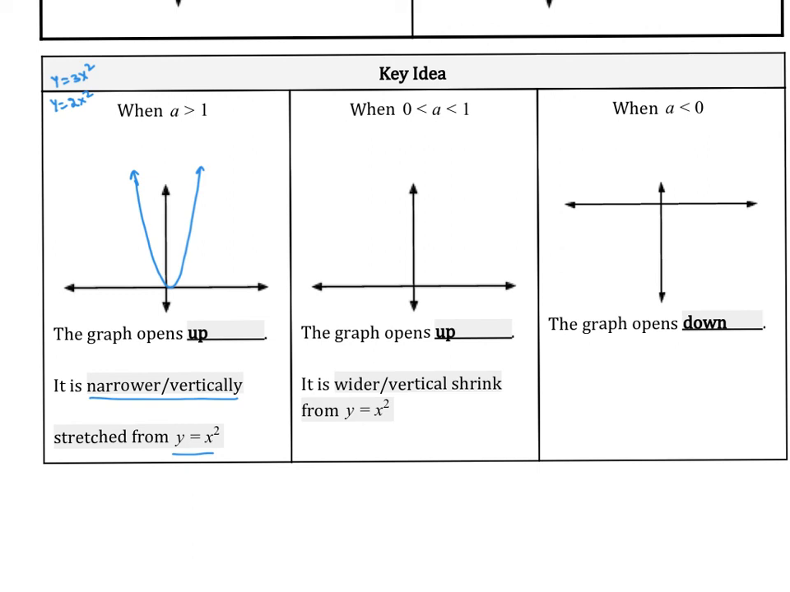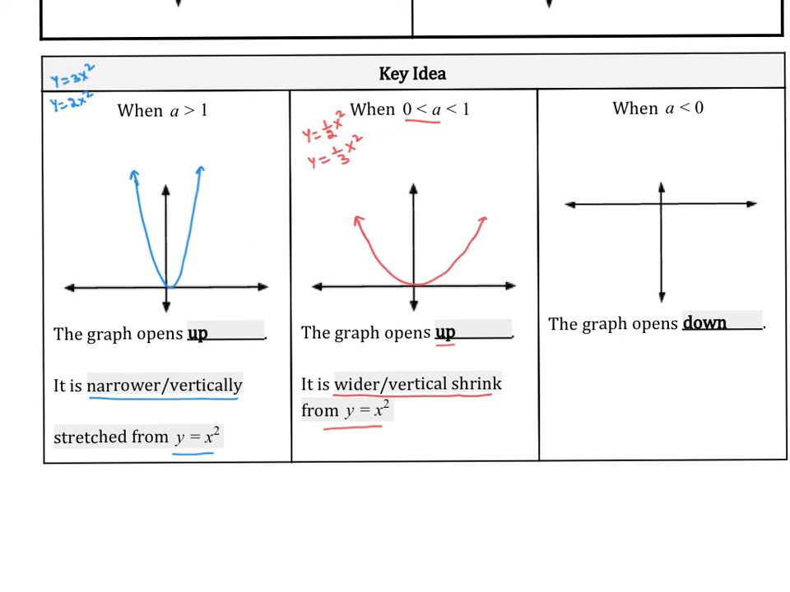Next is when a is less than 1. This is the type of example where you have y equals 1 over 2x squared or 1 over 3x squared and something like that. In this case, the graph of course opens up because a is positive, and it's going to be a wider looking graph. It's going to be a vertically shrunk graph as compared to the parent graph y equals x squared.